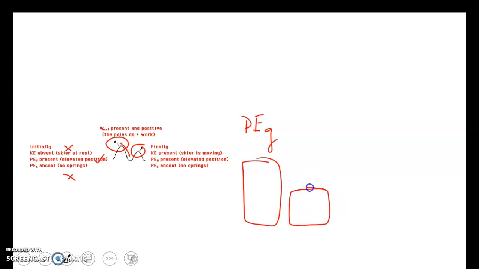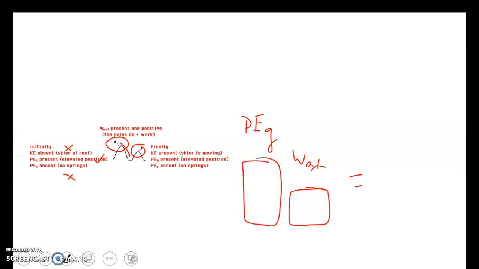Here we've got a skier going from A to B. Initially the skier is at rest, so there's no kinetic energy. There's an elevated position, and there's no spring. So we have potential energy due to gravity. Now we have the poles doing some positive work. The poles are pushing the skier forward so they can go down the hill. So therefore, we're going to have some positive external work. Okay. So this is initial.